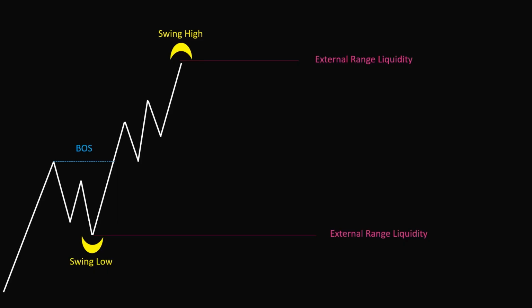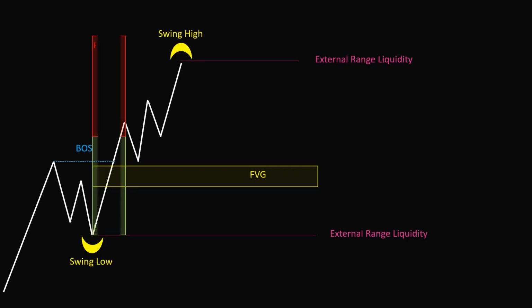Depending on how price moved before, these areas can show up in different ways. One common type of internal liquidity is found in fair value gaps, imbalances in price that the market often comes back to in order to fill or rebalance. These gaps are especially important for ICT traders.